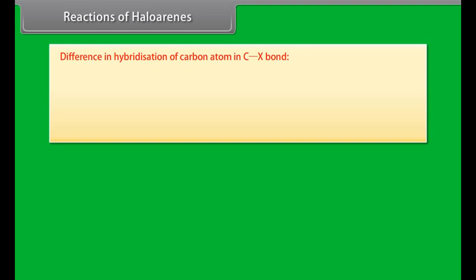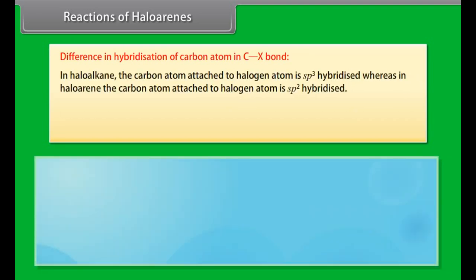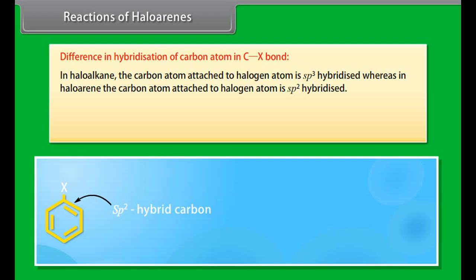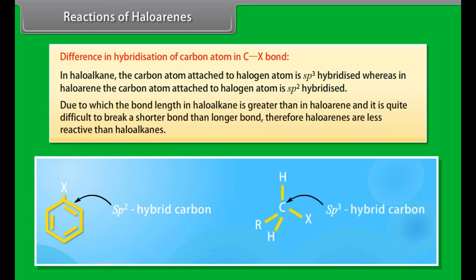Difference in hybridization of carbon atom in C-X bond. In haloalkane, the carbon atom attached to the halogen atom is sp3 hybridized, whereas in haloarene, the carbon atom attached to the halogen atom is sp2 hybridized, due to which the bond length in haloalkane is greater than in haloarene, and it is quite difficult to break a shorter bond than a longer bond. Therefore, haloarenes are less reactive than haloalkanes.